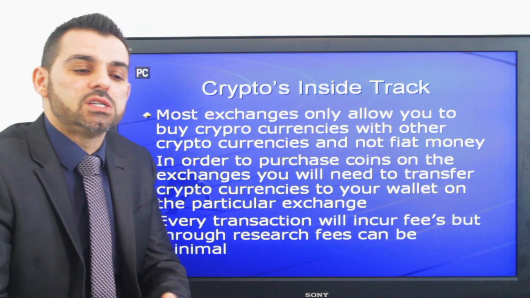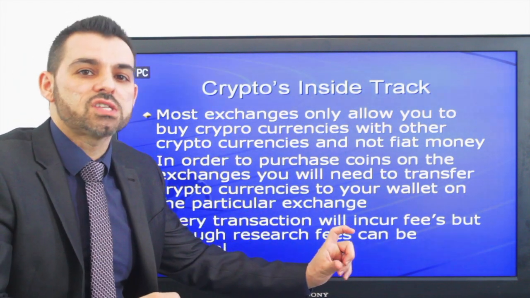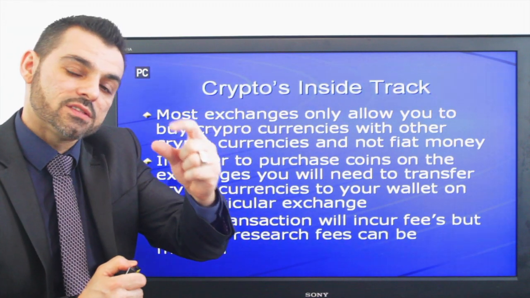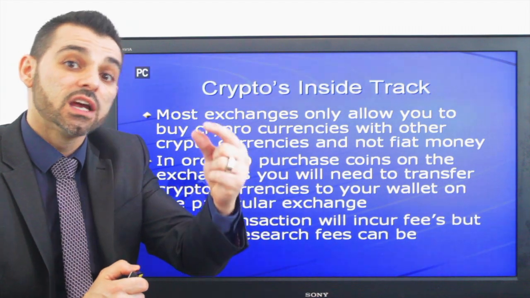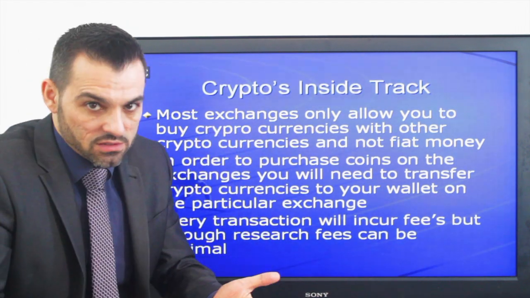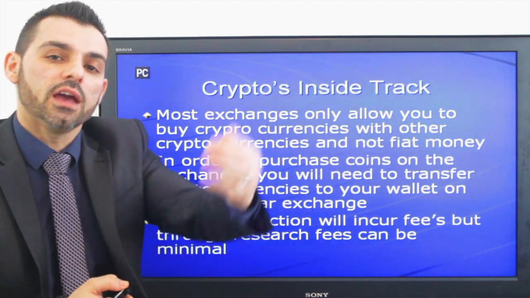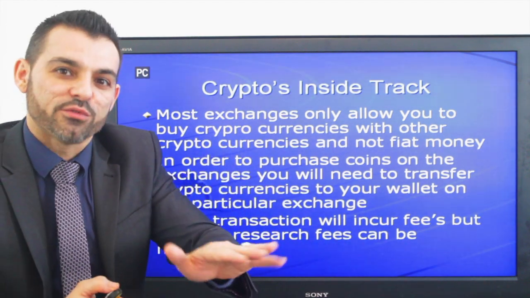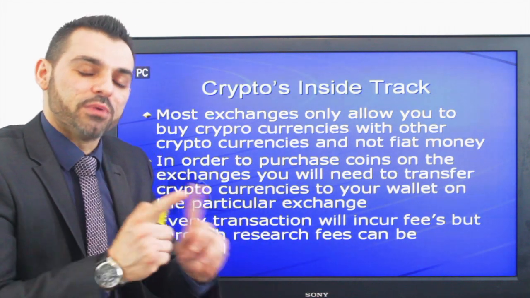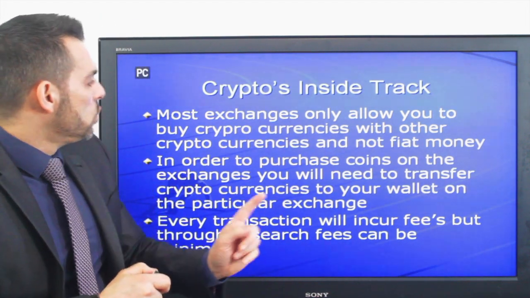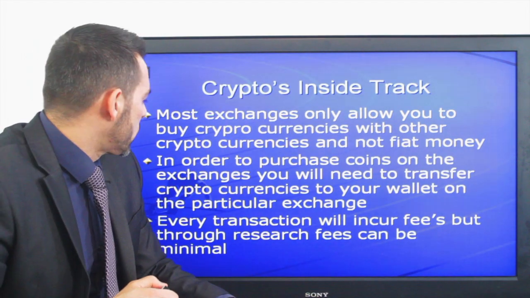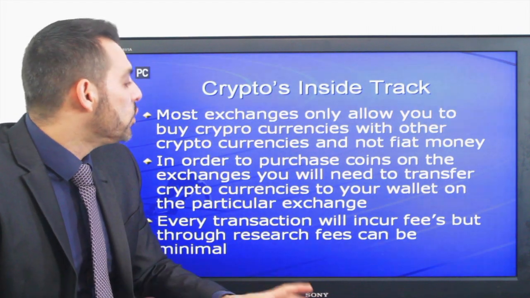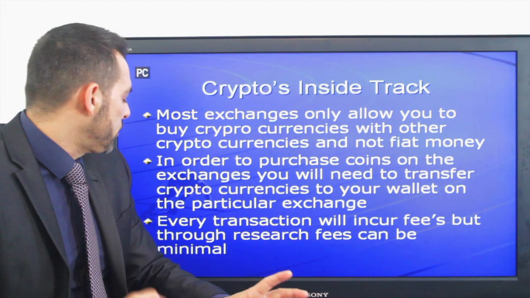So what you have to do is buy a cryptocurrency. You then have to transfer it into the exchange you want to use, and you buy and sell your cryptocurrencies with what you've exchanged. So in essence and in short, you can't actually put your pounds in order to buy. You have to go through one exchange and then go into another exchange. I hope that didn't sound too complicated, but it's just about the transfer. In order to purchase coins on the exchanges, you will need to transfer cryptocurrencies to your wallet on that particular exchange, and every transaction will incur fees, but through research, fees can be minimal.